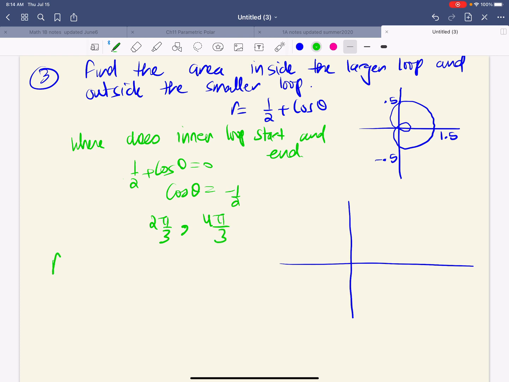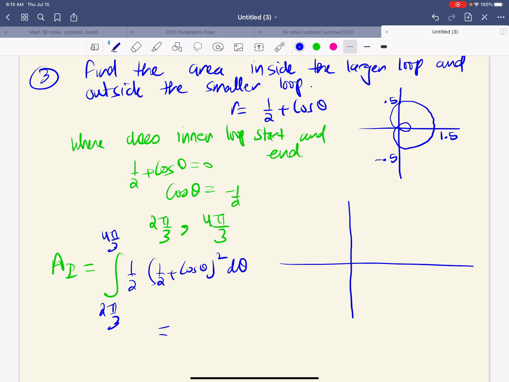So I can go ahead and find the area of the inner loop, and that's going to be starting at 2 pi over 3, going to 4 pi over 3, 1/2 r squared, 1/2 plus cosine theta squared d theta. Let's find the area of the inner loop using the calculator, and I'm going to leave the integral entered because later on I'm going to have to use it again. So I'm not going to delete it.